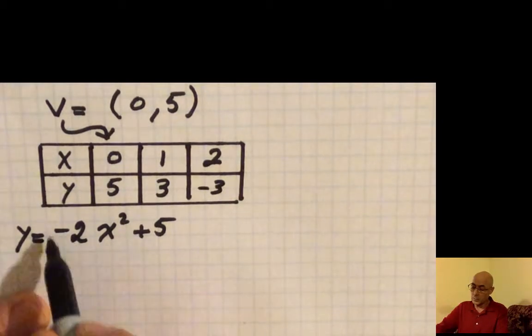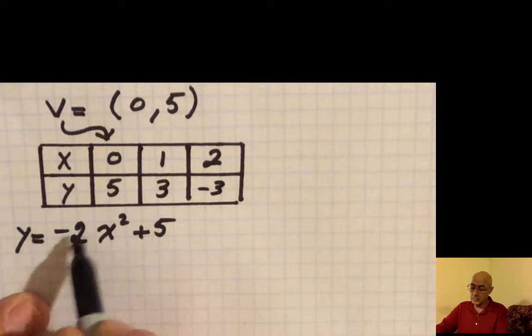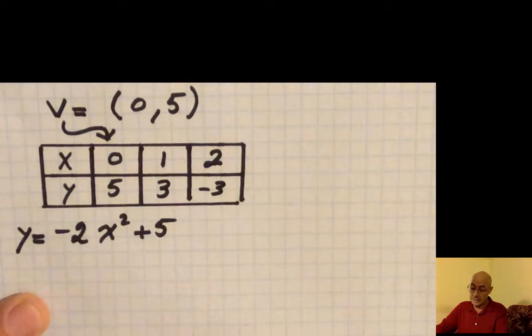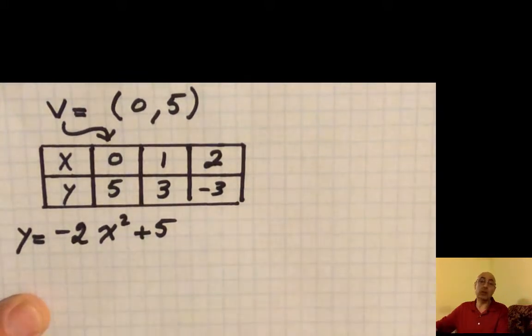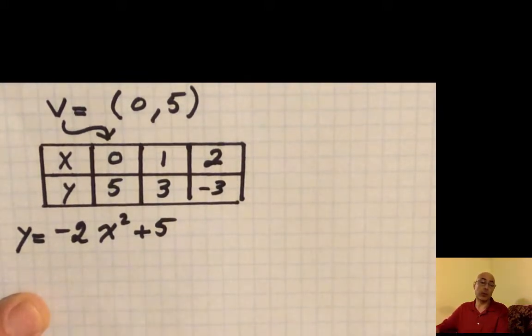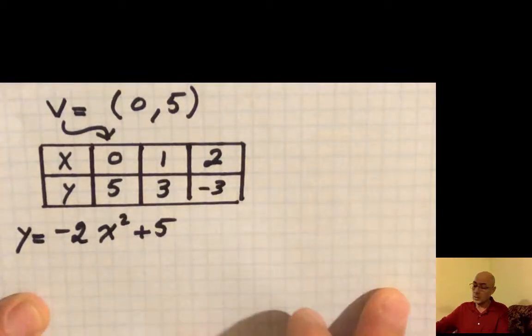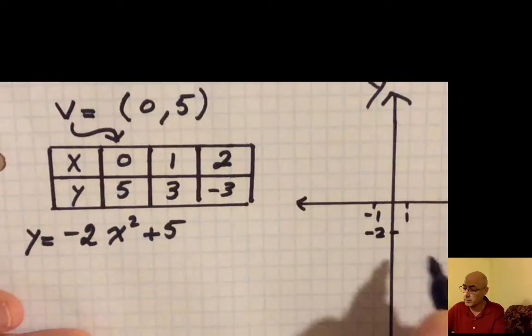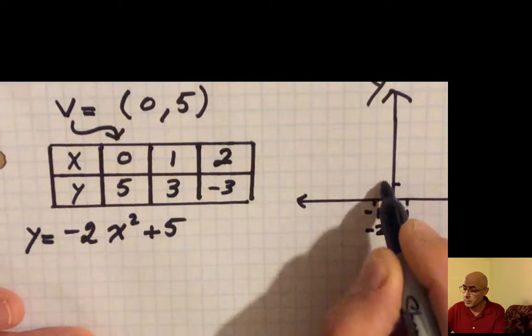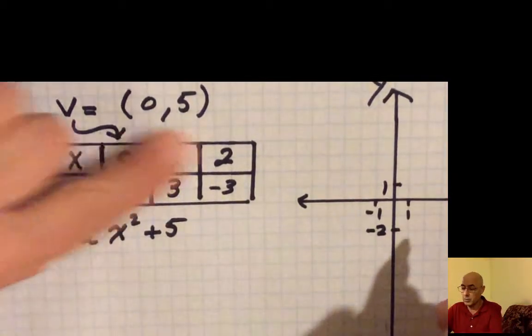Now remember, negative 2 over here, the value of a, is negative. This means that when I graph it, it's going to be an upside down parabola, or open down parabola. Now we prepare the graph paper. This is positive 1, positive 2, positive 3. Now we plot these points from the table.